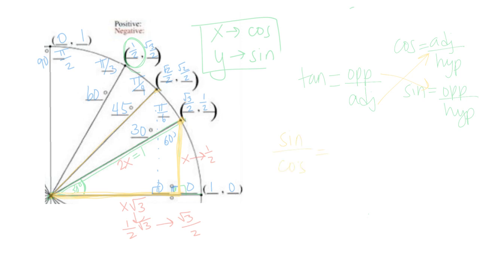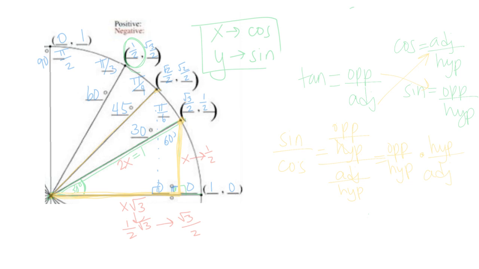Okay, let's see. Sine is opposite over hypotenuse, and cosine is adjacent over hypotenuse. So now I am dividing a fraction by a fraction, and we know that that's equivalent to multiplying by the reciprocal. So I'm going to have opposite over hypotenuse multiplied by the hypotenuse over the adjacent.